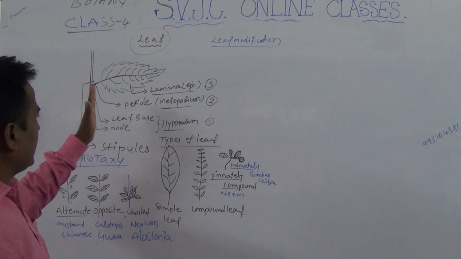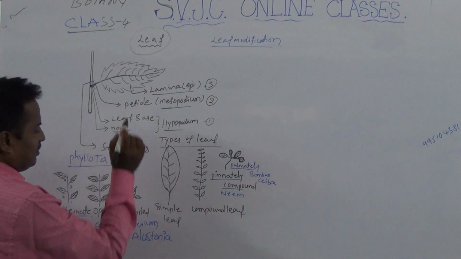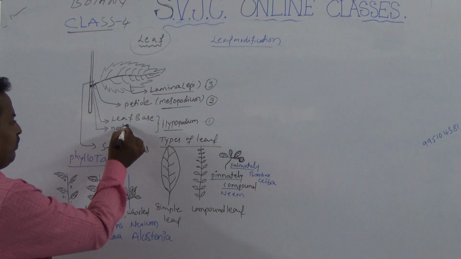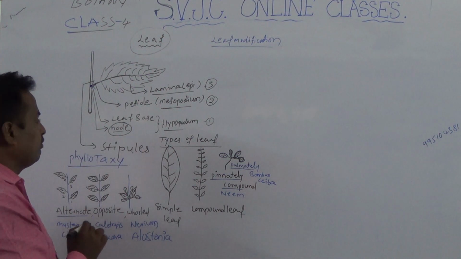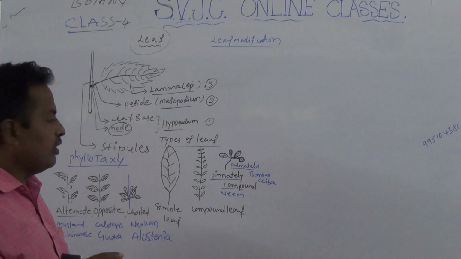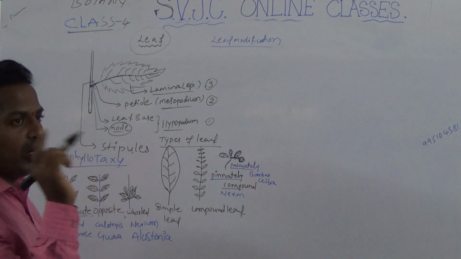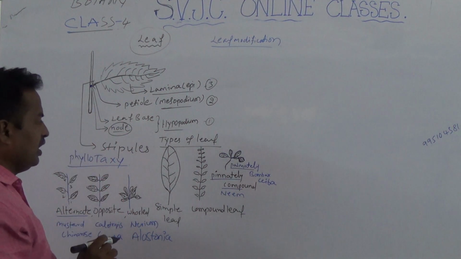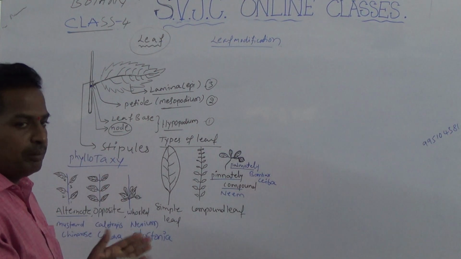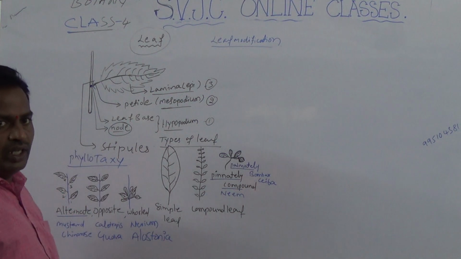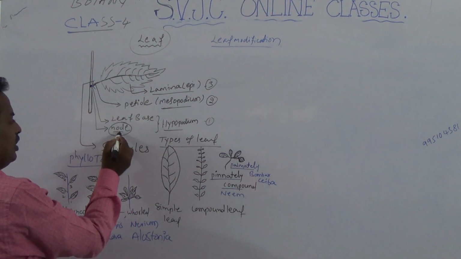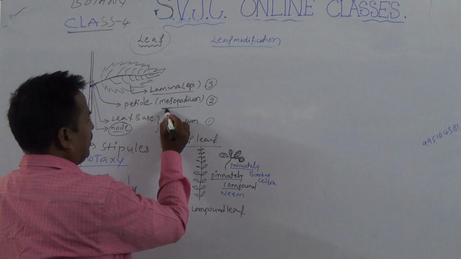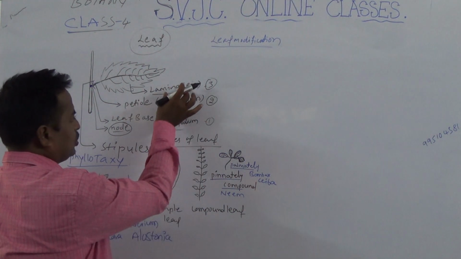Every leaf arises from a node of the stem or branch. Are you clear? Where a node is there, leaves are formed in that area. The leaves are developed on the stem or branch at a node. There are three zones: hypopodium, mesopodium, epipodium. So those points are very important.